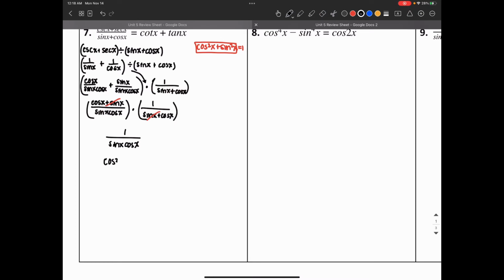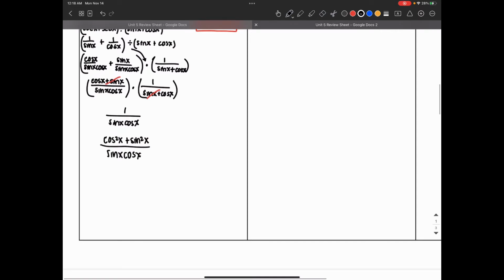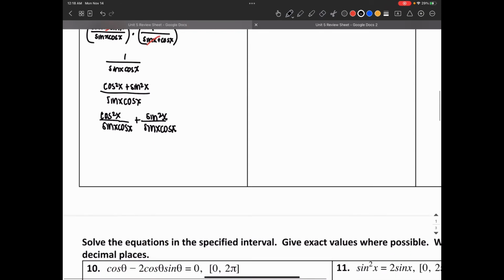So I'm going to have cosine squared of x plus sine squared of x all over sine of x cosine of x. And if I do that, I'm going to be able to separate this into two fractions, cosine squared of x over sine of x cosine of x plus sine squared of x over sine of x cosine of x. And then from there, I can see that a cosine of x will cancel in the top and the bottom here, and a sine of x will cancel here, and I'll be left with cosine of x over sine of x plus sine of x over cosine of x.